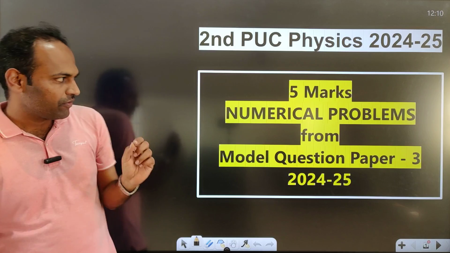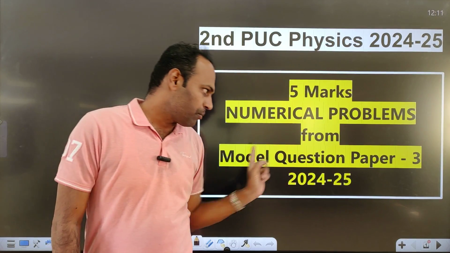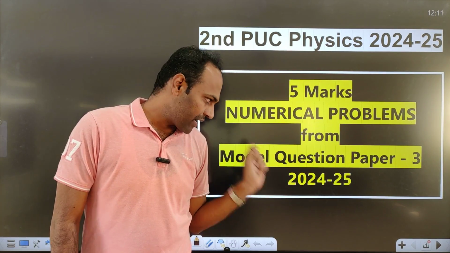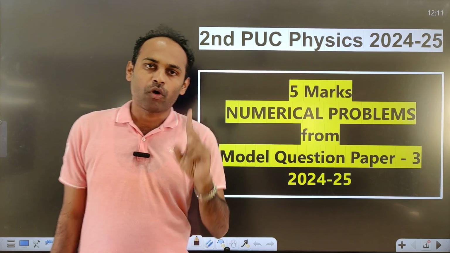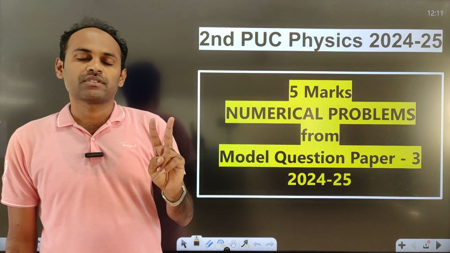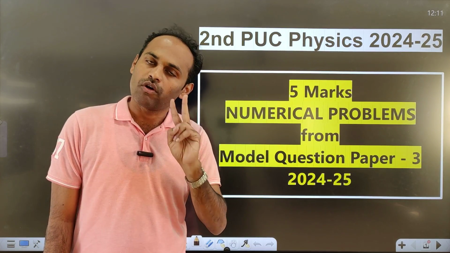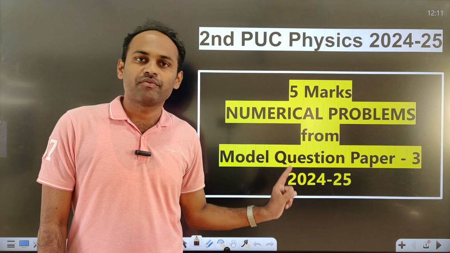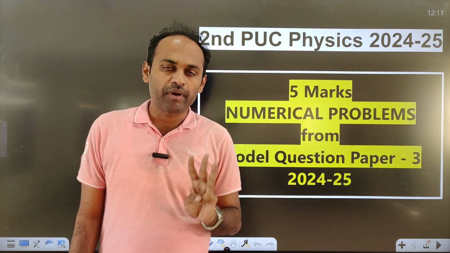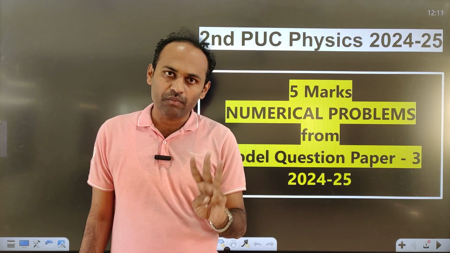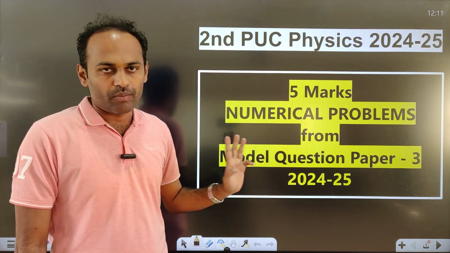See, we are solving 5 mark numerical problems from model question paper 3 of academic year 2024-25 in this video. Model question paper 1, model question paper 2. Videos solving the 5 marks numericals of these two question papers are already uploaded, and this is the third video on model question paper 3, right? So there were 3 model question papers released for this academic year. So all 3 model question paper numericals we are now solving.